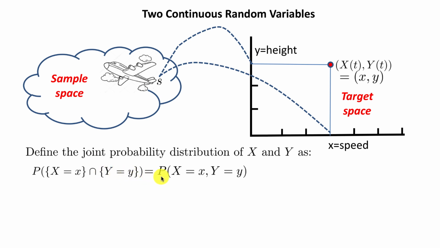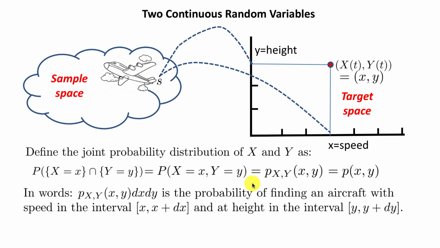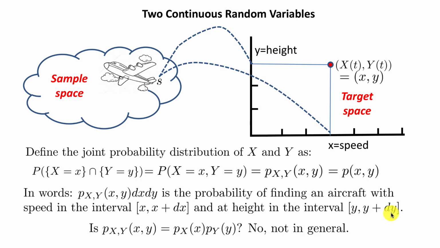So this is to be denoted as this, or making it a bit shorter, p(x, y) as a function of the values x and y. And sometimes we make it still shorter, but they all mean the same thing here. In words, p(x, y) dx dy is the probability of finding an aircraft with speed in this interval, that is between x and x plus dx, and which is flying at a height in this interval, y and y plus dy. Now, in general, these two will be correlated.